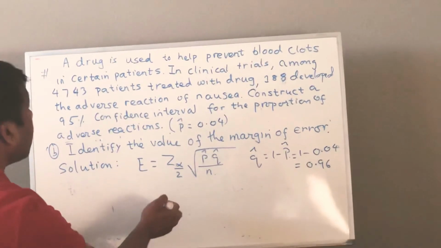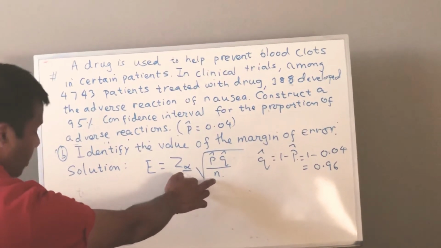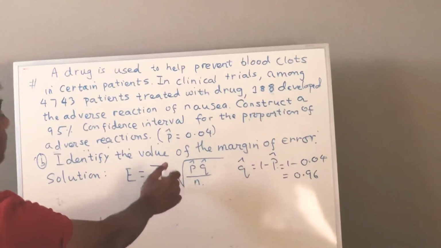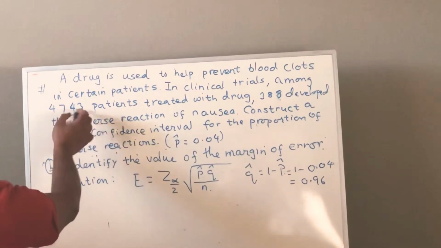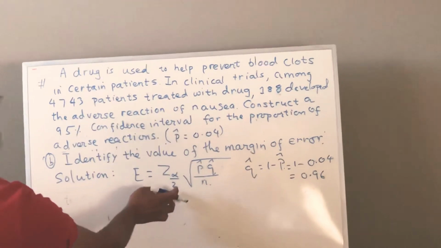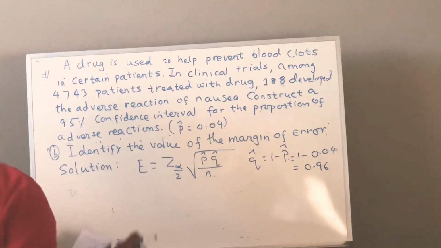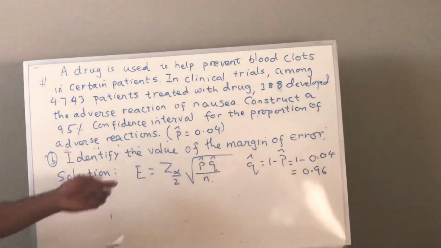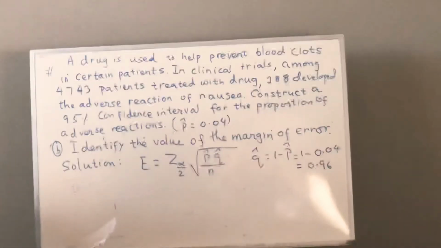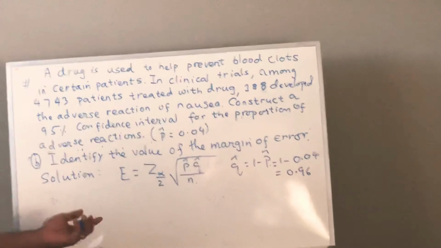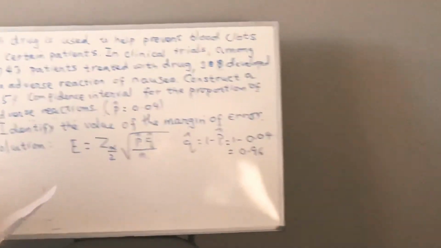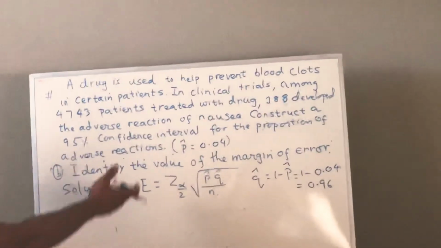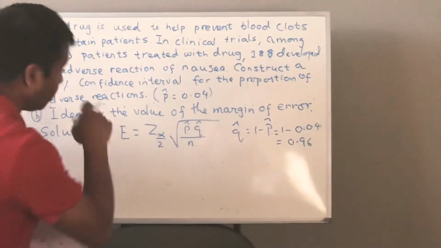Okay, so the most important thing here is, you know the value of P hat, you know the value of Q hat, and you also know the sample size, right? You know the value of N, yes, 4,743. So we need to find the value of Z alpha over 2. Remember that in the previous problem we found the value of Z alpha over 2. We use pretty much exactly the same idea to find it.